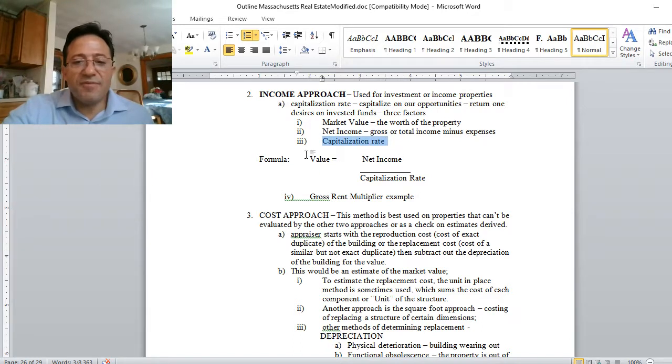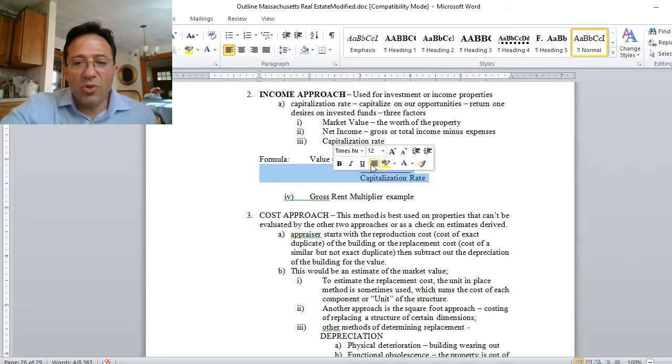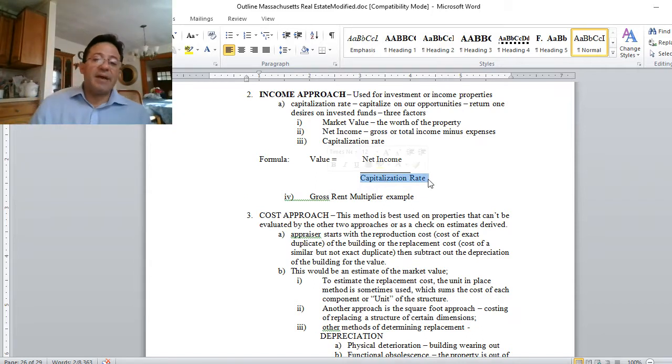And so to come to value in the income approach, the appraiser is going to use an equation, well, a few equations, but this is one of the equations that the appraiser will use. And in the income approach, they will look at the net income, and they'll place it over what they determine to be the capitalization rate. Okay, and that is the equation for value.